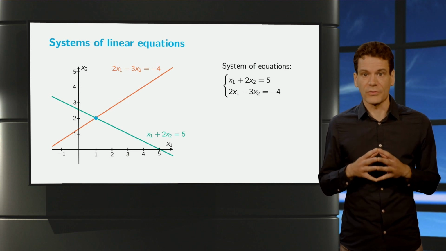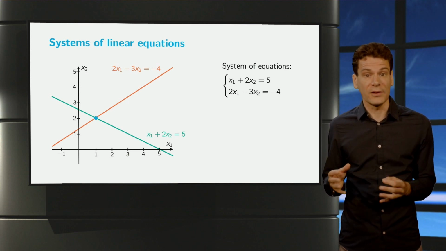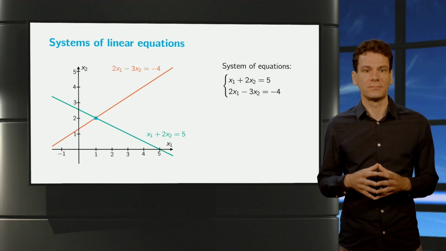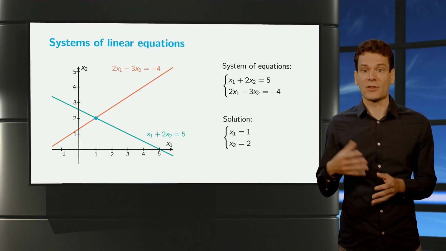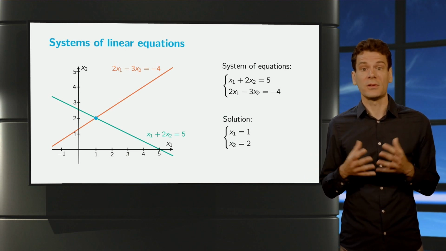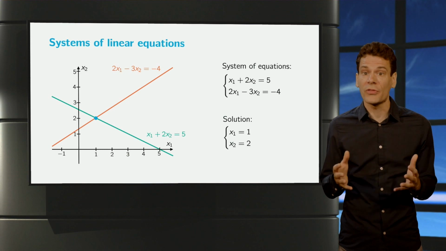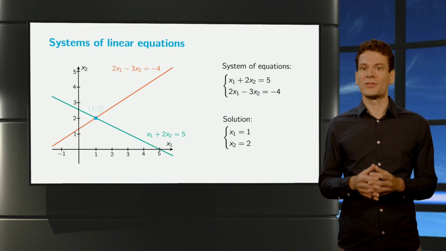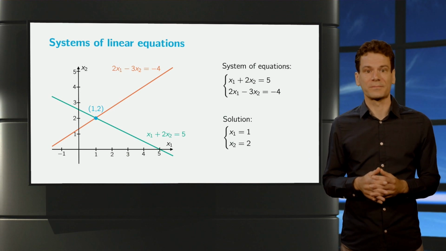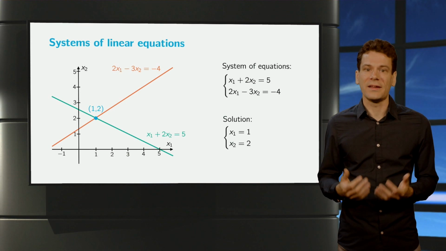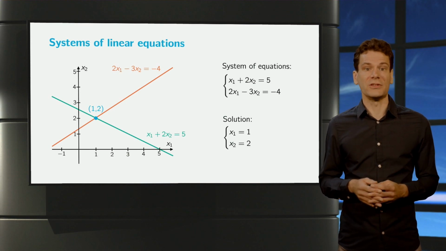A solution of a system is a choice of values for each variable such that all equations are satisfied. In the example, x1 equals 1 and x2 equals 2 is a solution, since with this choice of values both equations are satisfied. These are precisely the coordinates of the intersection point of the two lines. This is just one example of how a linear system may arise in applications.